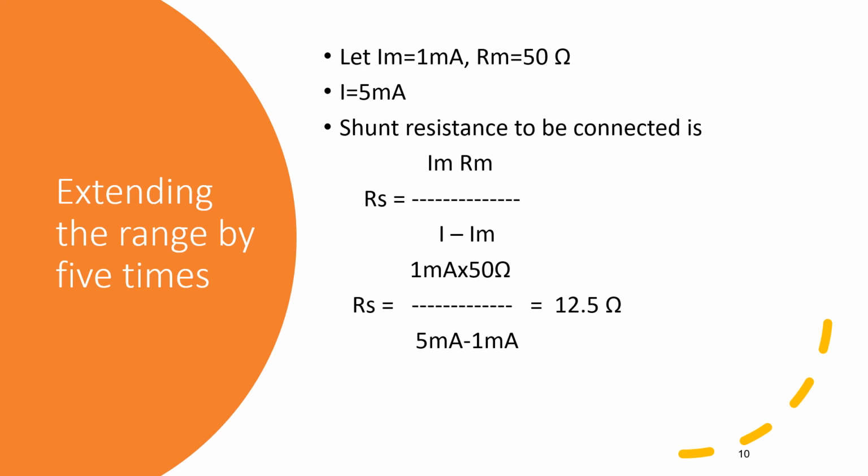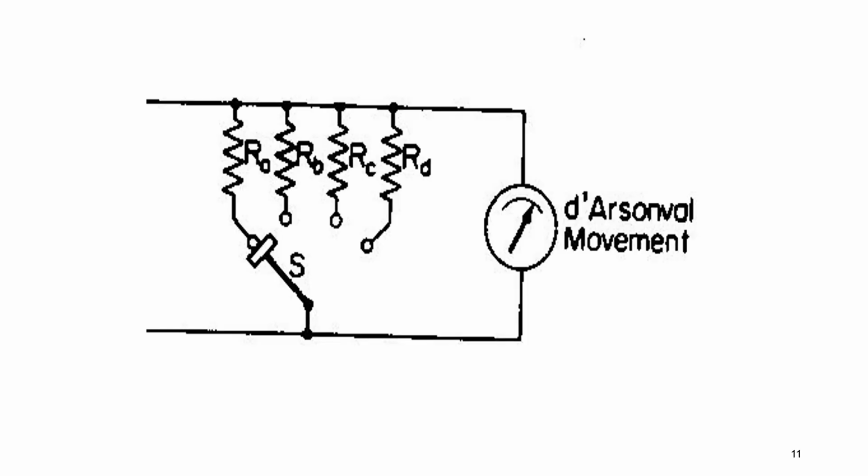Now, if I want to extend the 1 milliamp ammeter to a 5 milliamps ammeter, a resistor of 12.5 ohms value must be connected across the meter. This is how you can extend the range of the ammeter to different values.